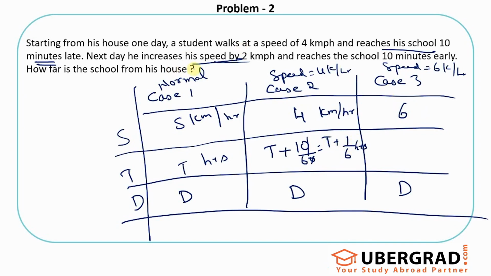What does this clue say? With this increased speed he reaches school 10 minutes early. That means he is reaching faster. So he took 10 minutes less than what he normally takes. So that is t minus 1 by 6.